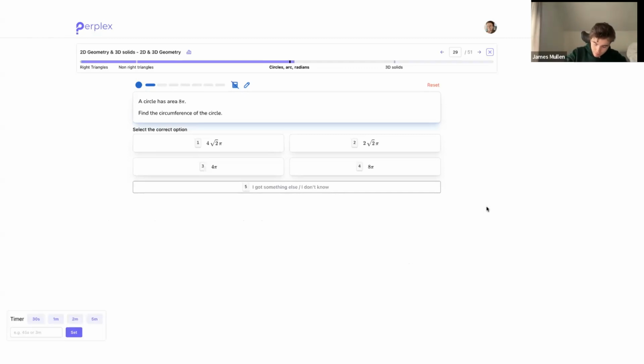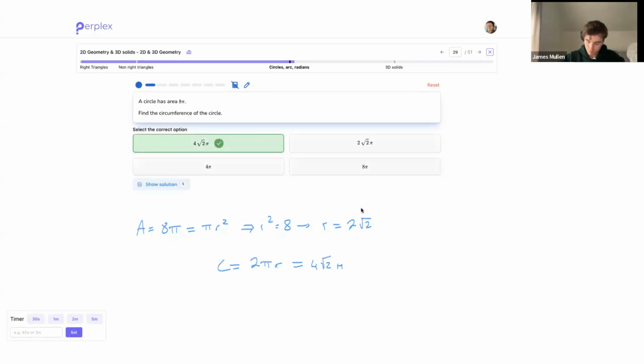So I have an area of 8 pi, and I know that the area is pi r squared, which means that r squared is equal to 8, or in other words, r is equal to 2 root 2. So if r is 2 root 2, then the circumference is 2 pi r, which is equal to 4 root 2 pi, and that is option number 1.